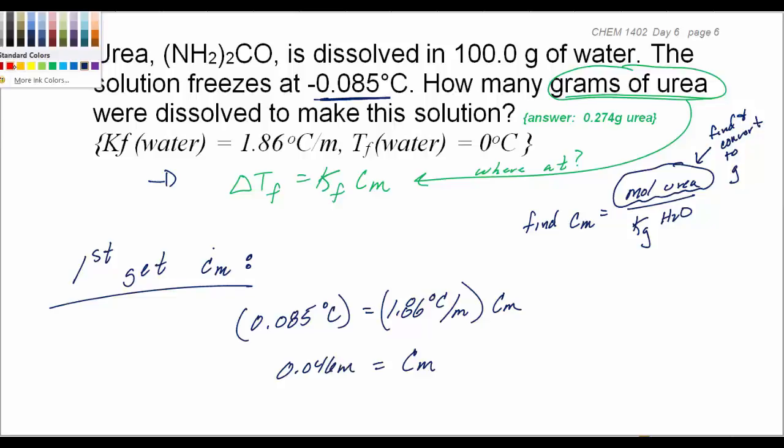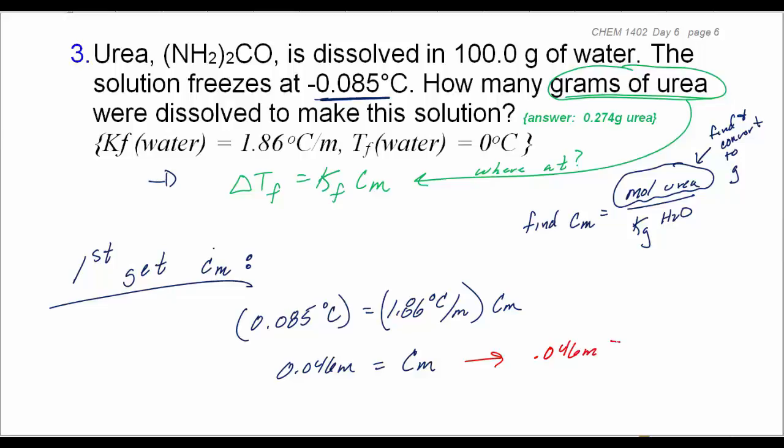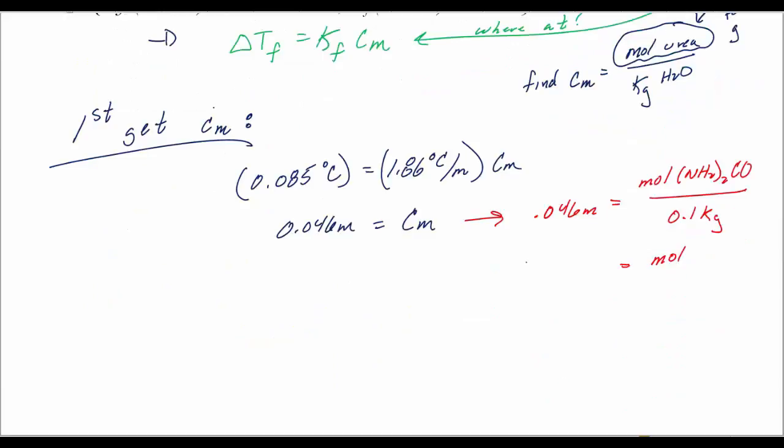Okay, now I can use that, right? 0.046 has to be moles of urea, which is that funky formula, divided by kilograms of water. We know we have 100. 0.1 kilograms. See how I did that? 1, 2, 3. So that'd be 0.1 kilograms. So I can find my moles. 0.046 times 0.1. Now we just have to convert to grams.